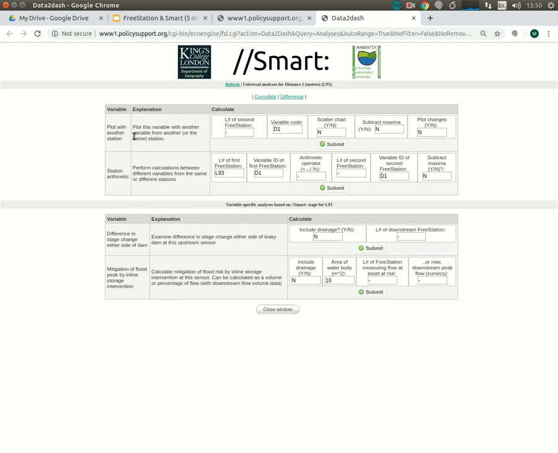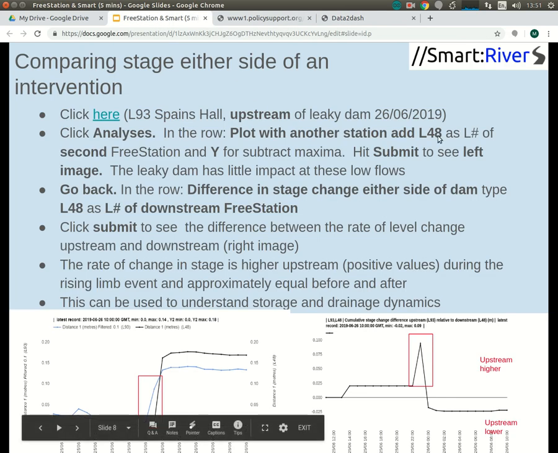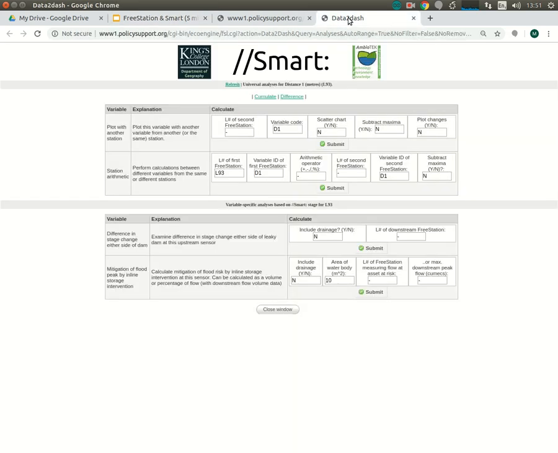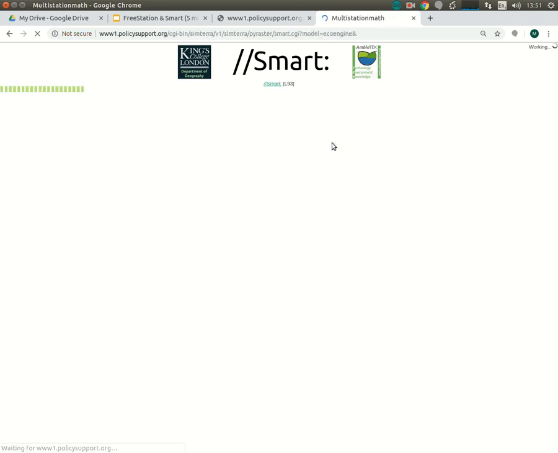and the first thing we're going to do is to plot this upstream station against the downstream station, which is L48. So we're going to do that, L48. And then since this is measuring distance from the sensor and we need distance from the base of the river, we are going to set subtract maxima there and hit submit.